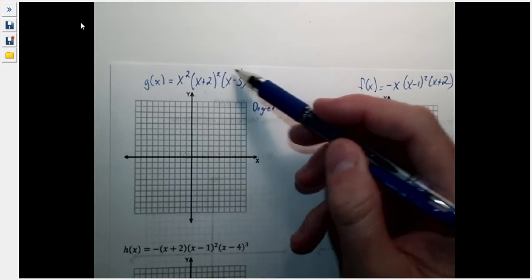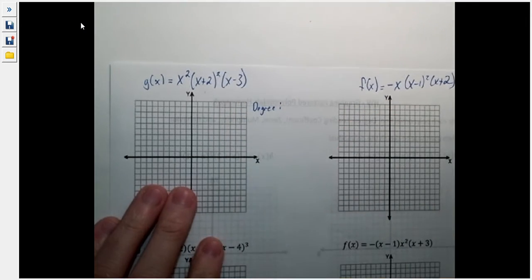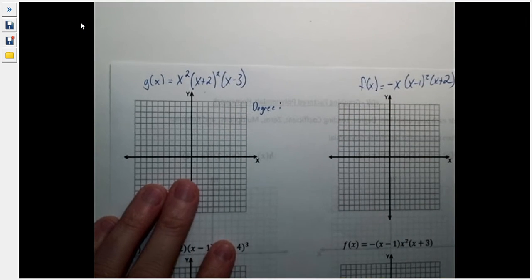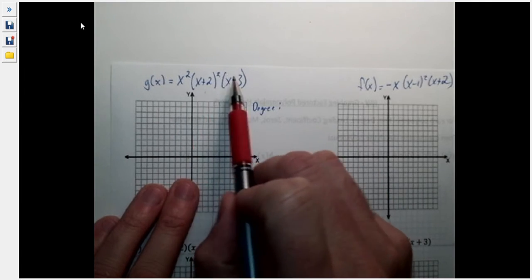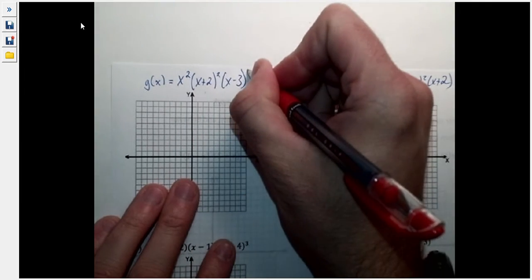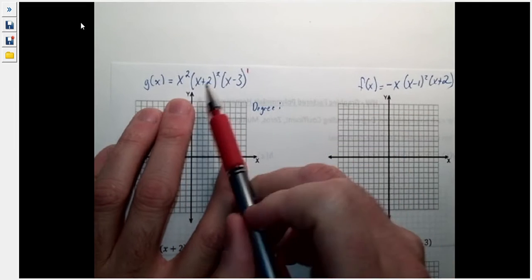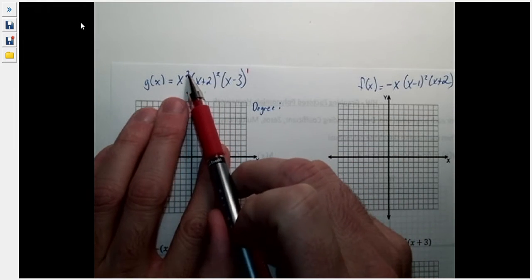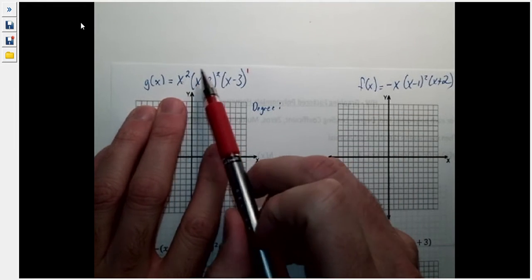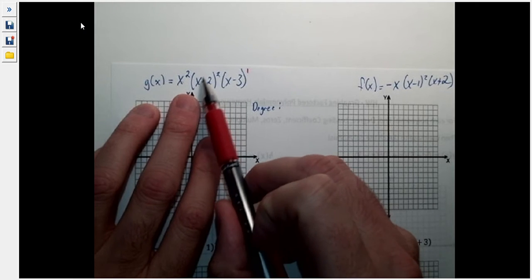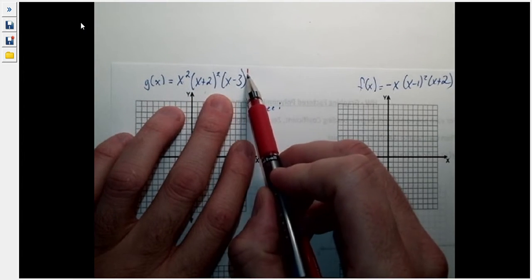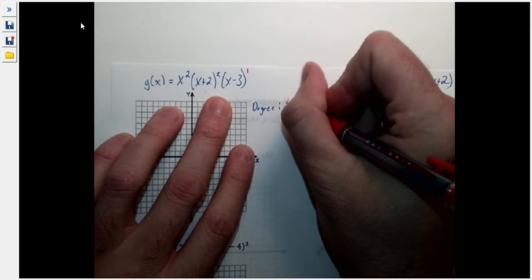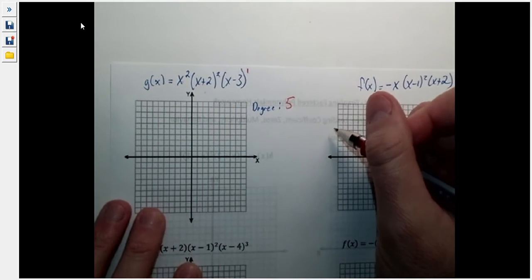When it's in its factored form, you add together all of the powers. So basically, if we FOILed this all out and got it back into standard form, what would be the highest power? You'd FOIL x squared times, and then this would FOIL out and have an x squared term, and this would FOIL out and just have an x term. So the total degree is 5, right?